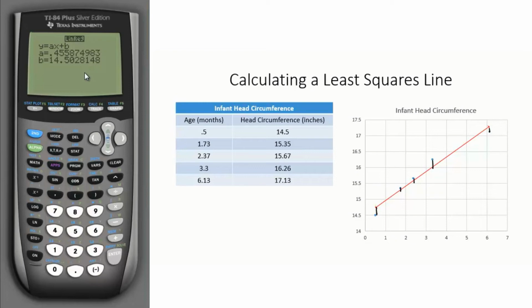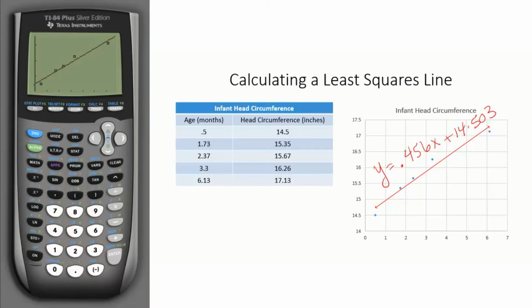If we want to view that on the graph, all we need to do is press y equals and enter in our line, which is 0.456x plus 14.503, and press graph. So we have created our scatter plot and found our least squares line.